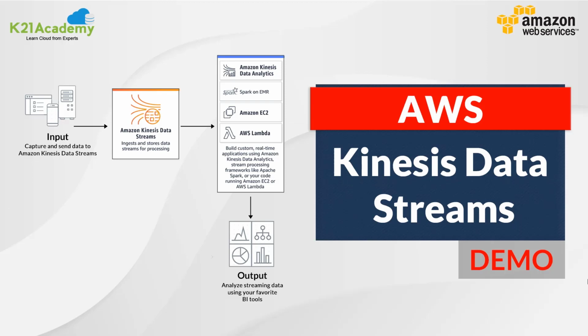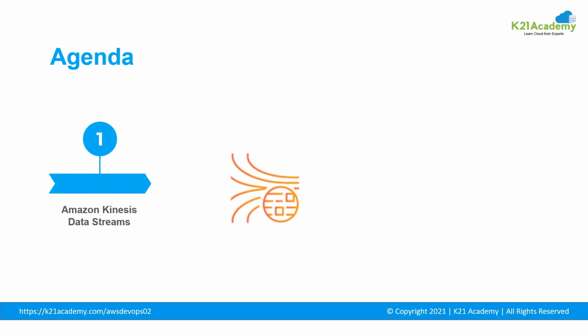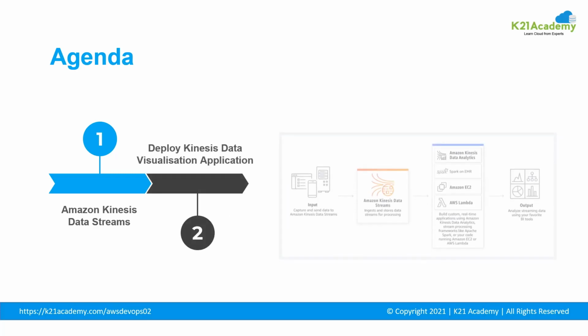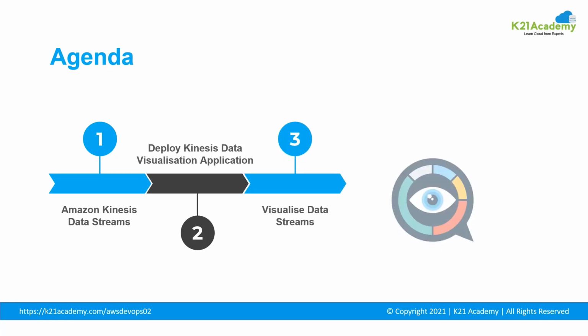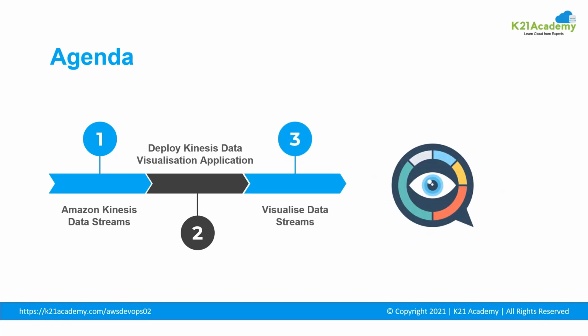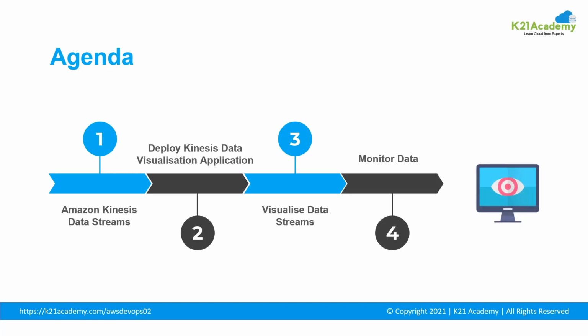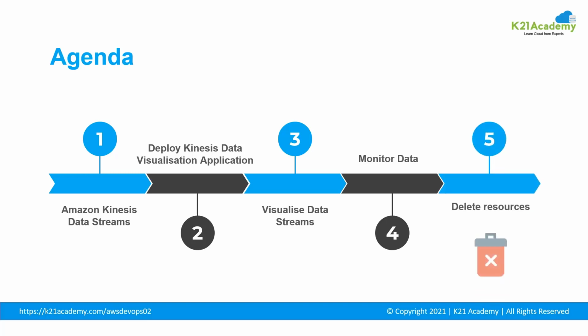In this session, we will see how to visualize web traffic using Amazon Kinesis data streams. Now let us take a quick glance at the agenda. Firstly, we will be getting an overview of Amazon Kinesis data streams. And then we will be deploying an Amazon Kinesis data visualization sample application using CloudFormation stack. Post that, we will see how to visualize the data streams generated through EC2 instance. And then, we will see how to monitor the data generated through AWS Kinesis dashboard. And then finally, we will see how to delete the resources.